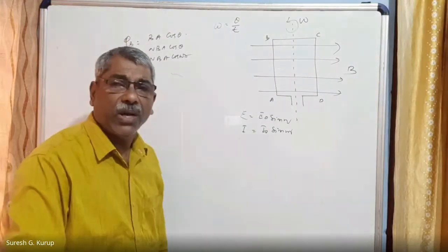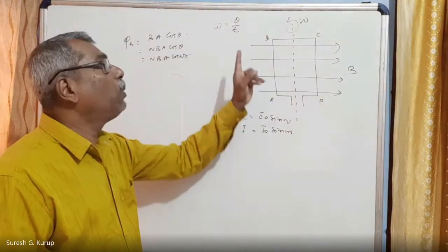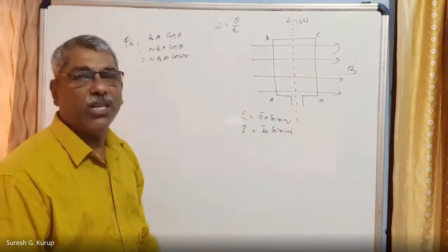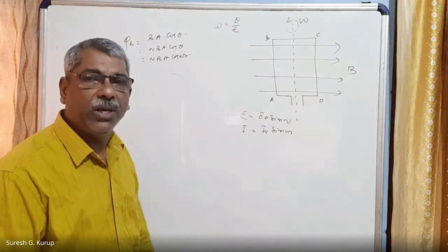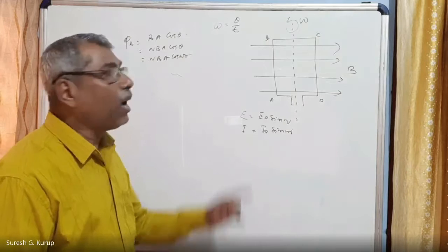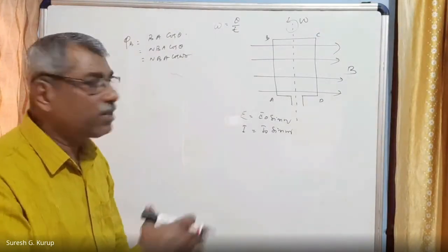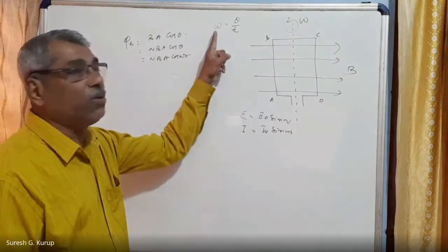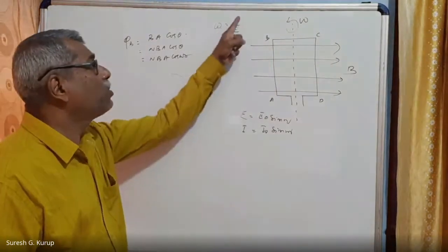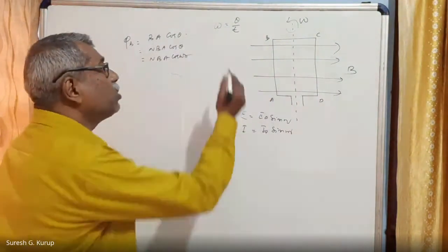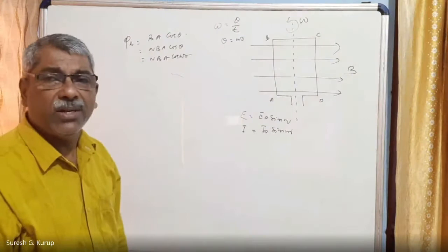In the previous year, we studied that the angular velocity of a rotating body is equal to angular displacement by time. Linear velocity is linear displacement by time, and angular velocity is equal to angular displacement by time. So as this coil is rotating with a constant angular velocity omega, we can write omega is equal to theta by t, or theta is equal to omega t.